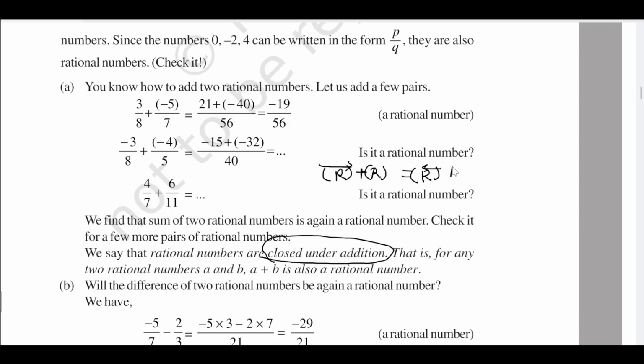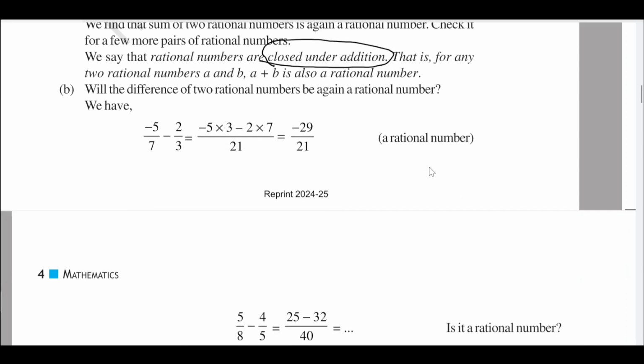We can analyze the closure property for other numbers also, like natural numbers or integers. This we have seen for rational numbers. We will see it for integers and natural numbers later.